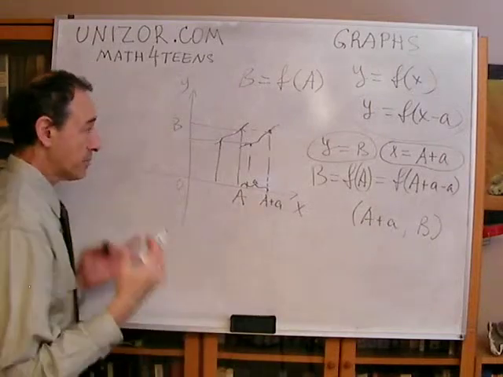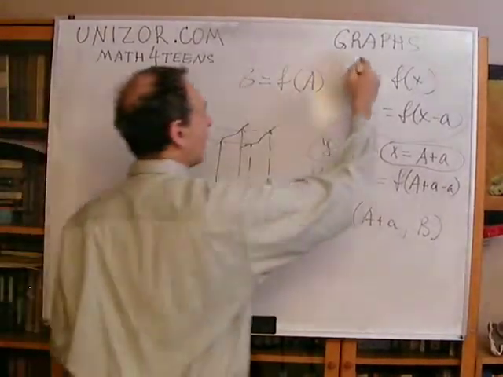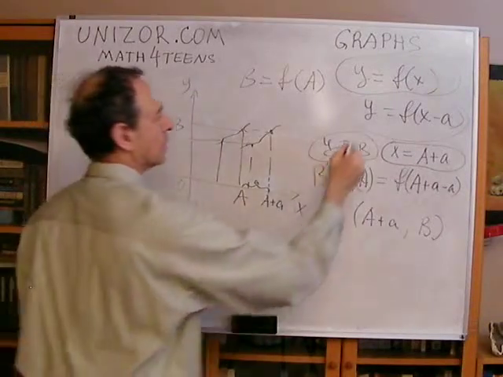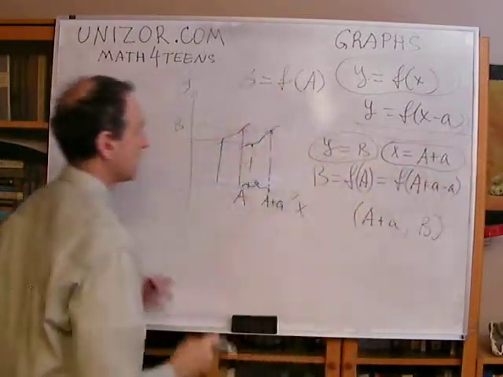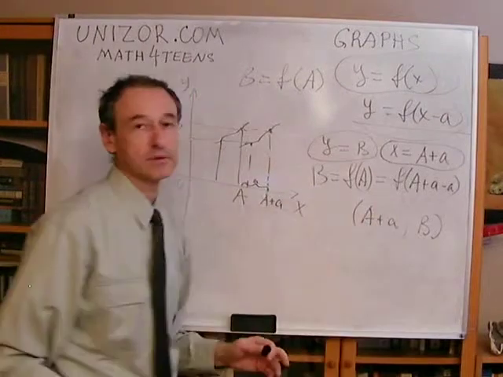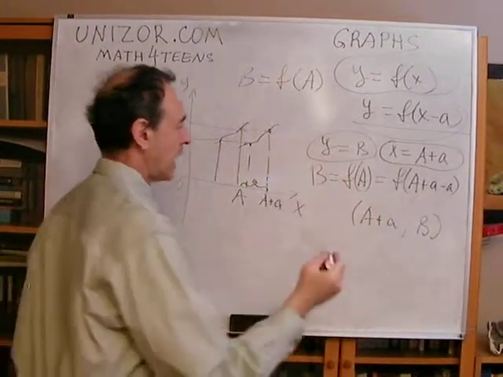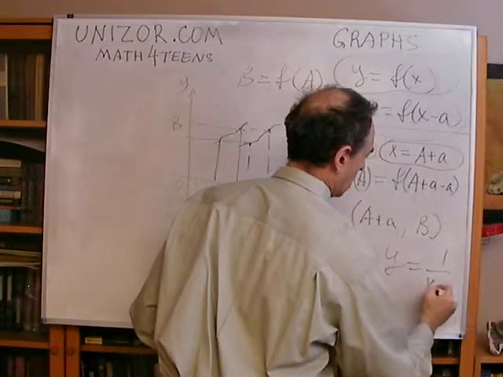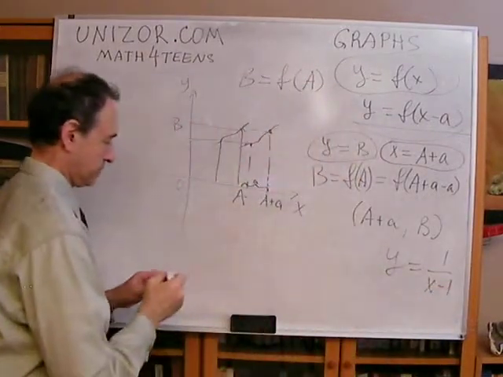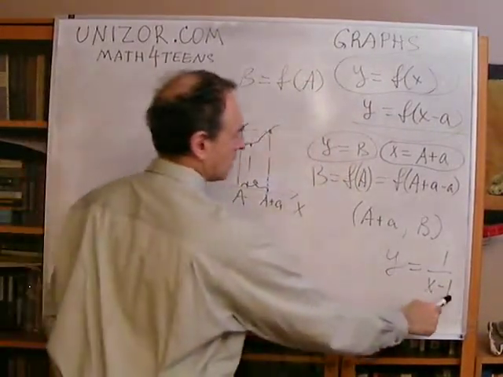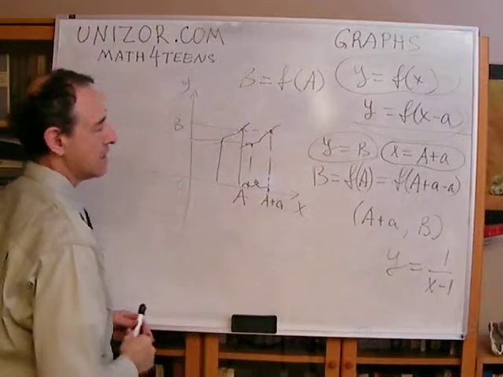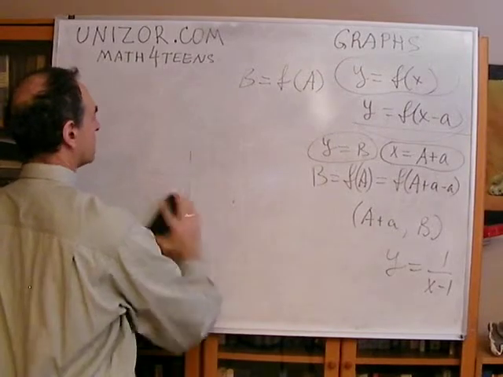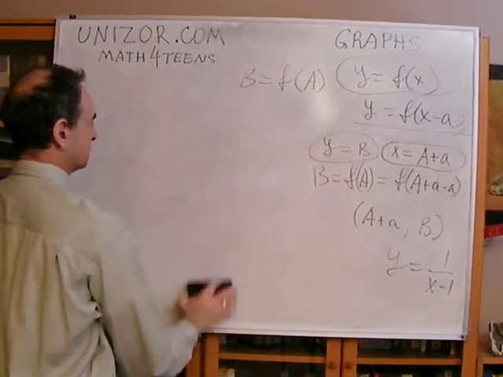So, my point is that if you know how this graph looks, then all you have to do to find this graph is just to shift the whole picture to the right. Now, what happens in our example? y equals 1 over x minus 1. In this case, lowercase a is 1. Well, let's just draw it. First, let's draw it, and then we'll think about what happens.